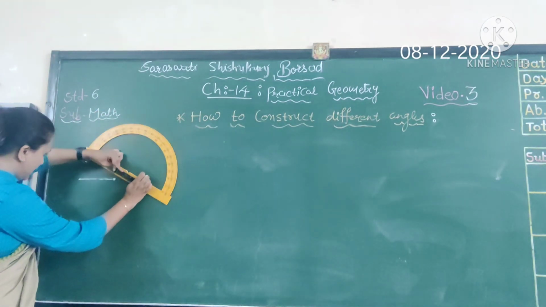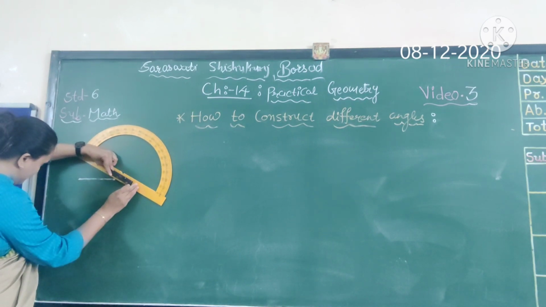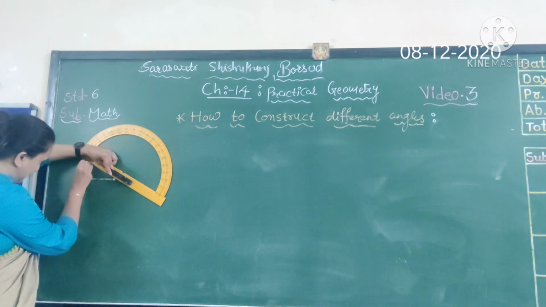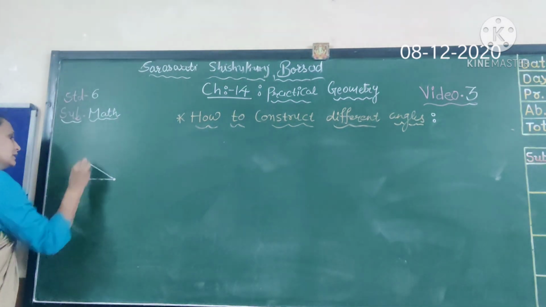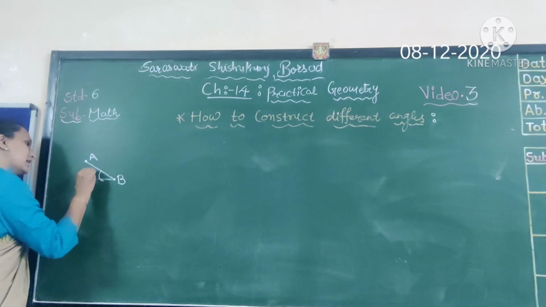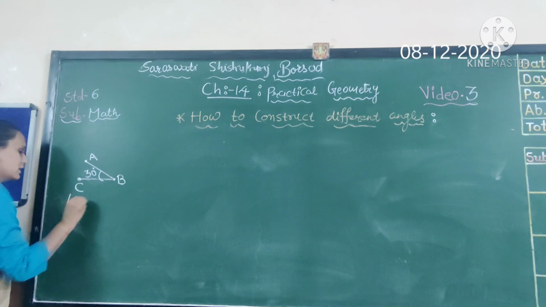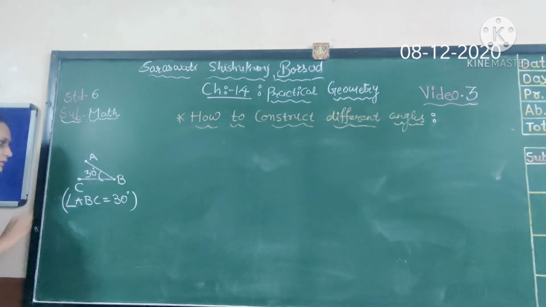Okay. Now same way, join these 2 points. Suppose let us name it as A, B and C. So here you can see that it is 30 degree. So angle ABC is equal to 30 degree.